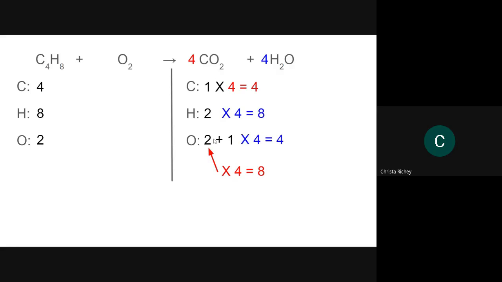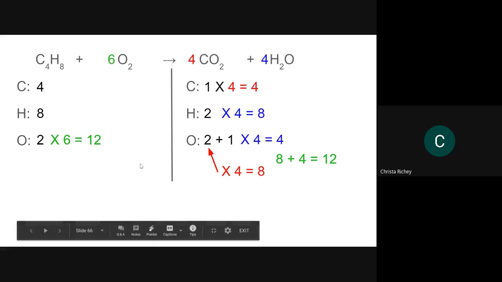So I'm just going to go back and double check, make sure I didn't mess anything up. 4 is equal to 4. Great. 8 is equal to 8. Perfect. Now I can add these two numbers. 8 plus 4 is 12. So somehow I've got to fix this oxygen. I've got to put something in front of it to make it 12. And the number that will do that is 6.